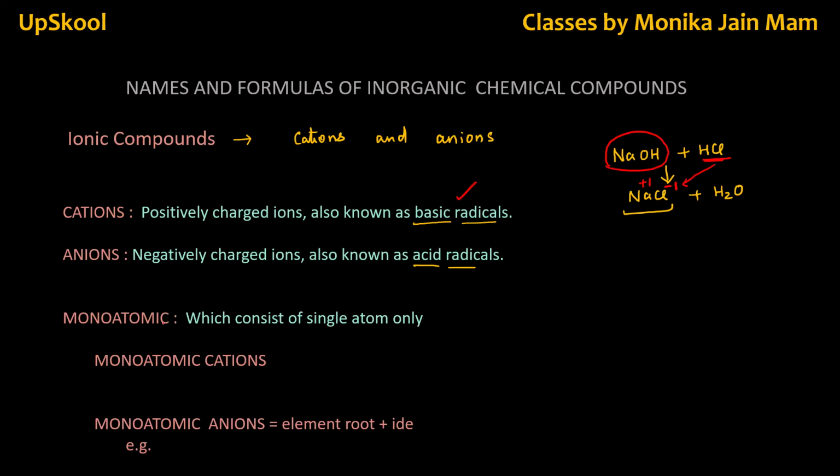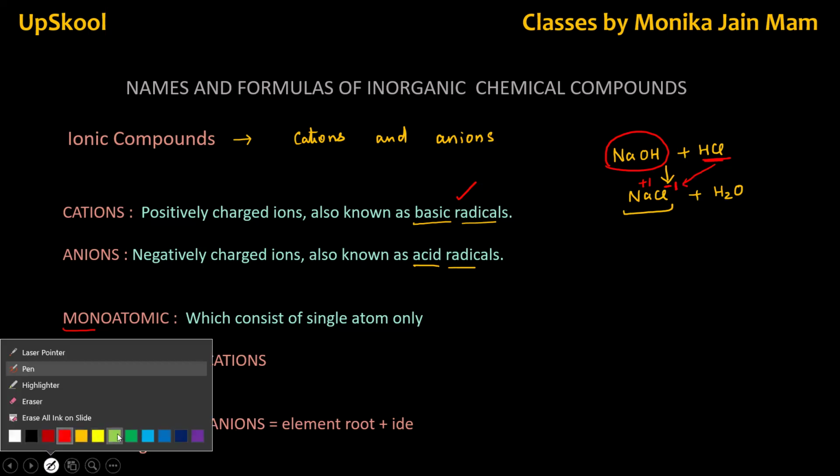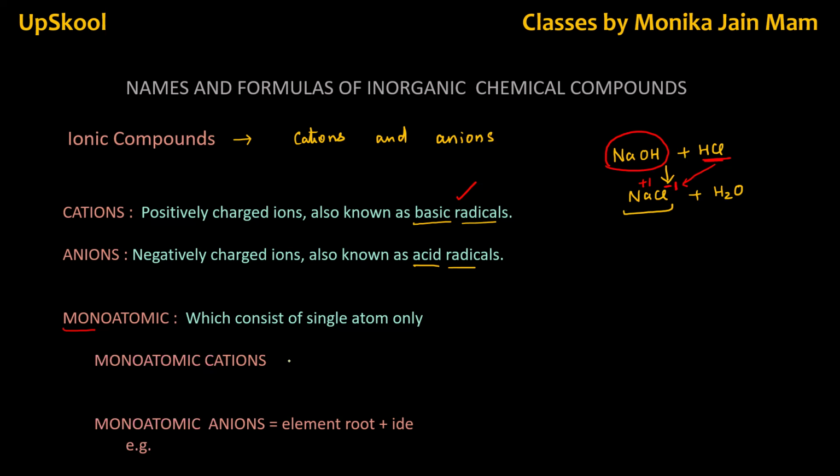Now let's continue. Monoatomic: mono, single atom, which consists of just a single atom. Monoatomic cations and monoatomic anions. Monoatomic cations means cations having one atom. For example, sodium 1 plus, magnesium, just one atom, magnesium ion, aluminium Al 3 plus.